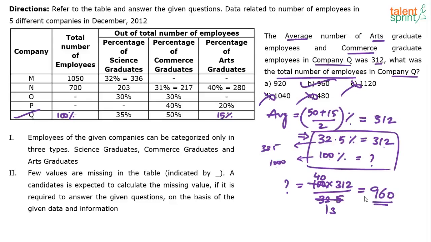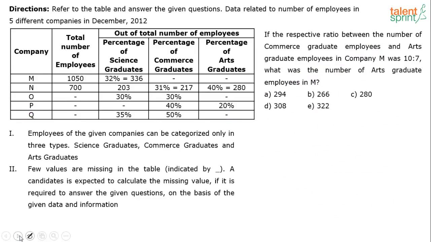All right. Now do not go by the length of the explanation, and do not look at the number of steps that I have put on paper. All you have to write on paper is this: 32.5 is 312, 100 is equal to what? All the other steps are all useless. You can just work on those mentally, right? Let me present the next question.